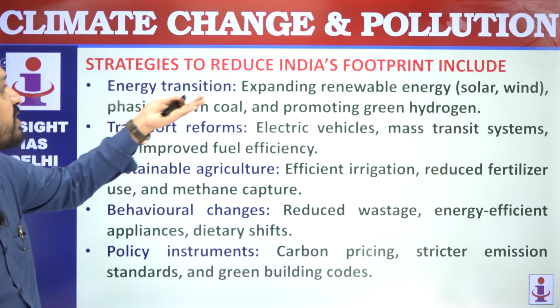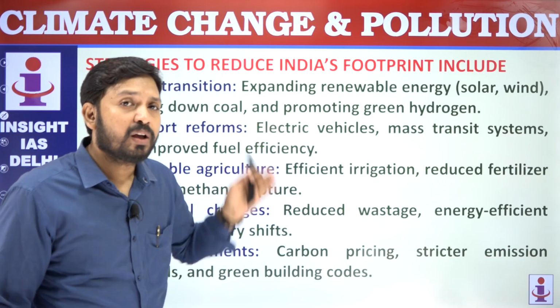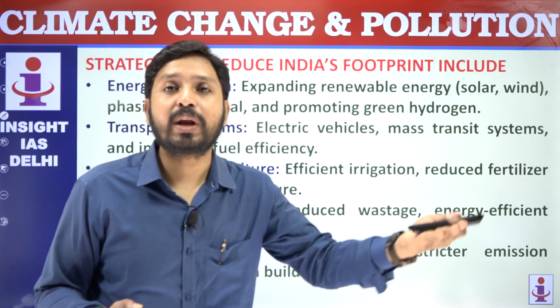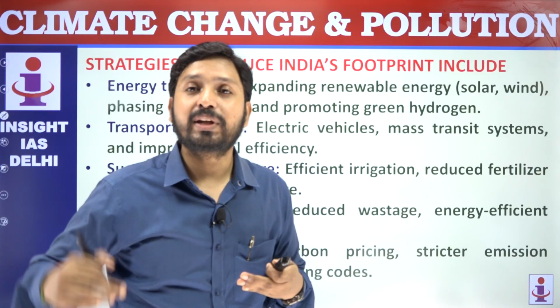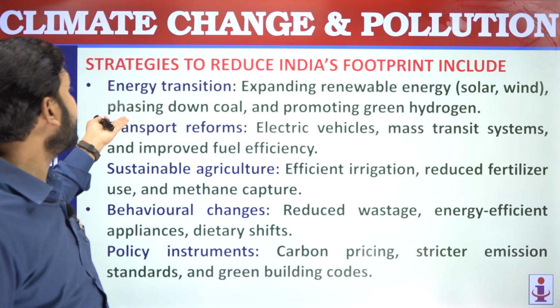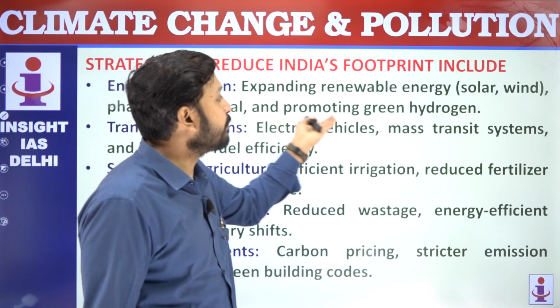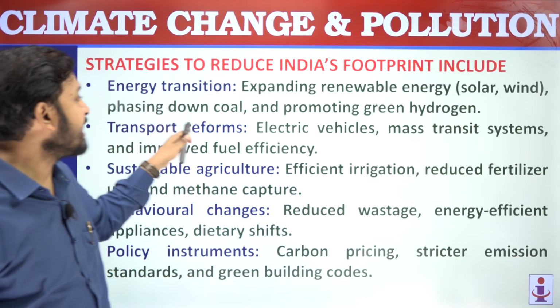So what are the strategies to reduce the carbon footprint of India? It includes energy transition, that is, we can shift to renewable energies like solar and wind so that we can reduce coal use and emissions can be reduced. So expanding renewable energy like solar and wind, phasing down of coal, and promoting green hydrogen can help in energy transition. And apart from that, transportation reforms.